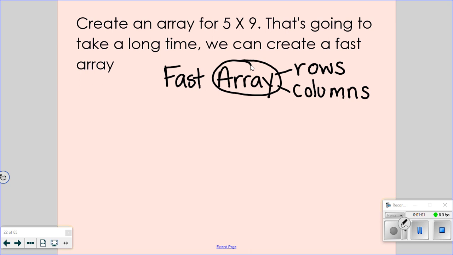We've been making arrays with counters. Could you draw an array? Yeah. Could you use blocks to make an array? Yeah. An array can be made with a lot of different things. We've just made our arrays with counters. Underneath this, I want you to write the equation 5 groups of 9 equals box.